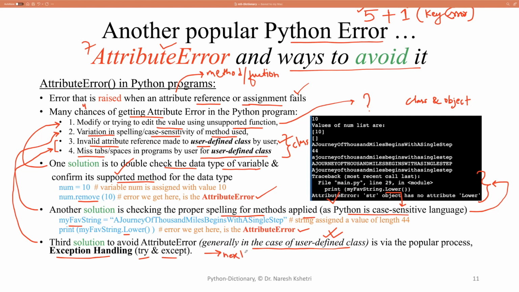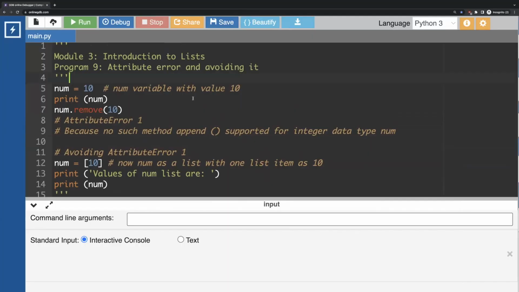Because first we will try to understand and learn what exactly a user-defined class is. Until we learn the user-defined class, we can't understand the solution and the exception handling. So let us go quickly and see the exact implementation. The program is here, very simple, and we are trying to get the attribute error first.